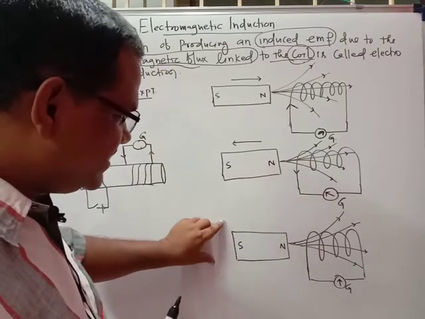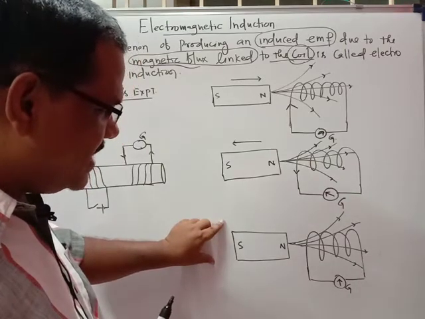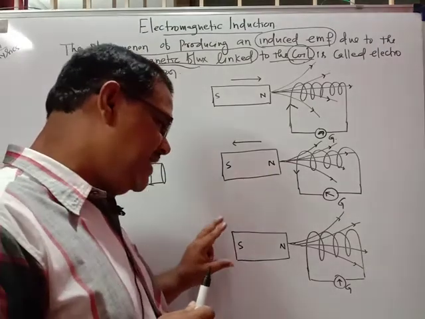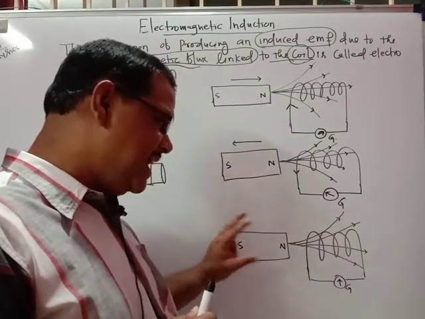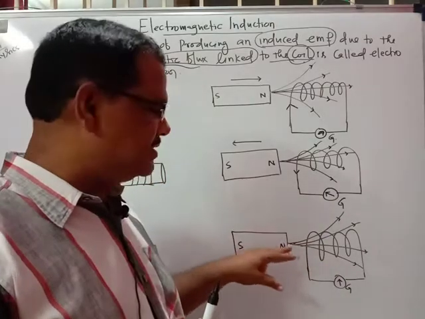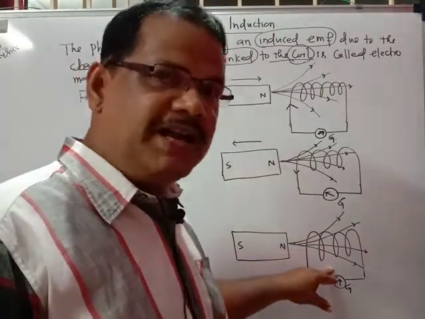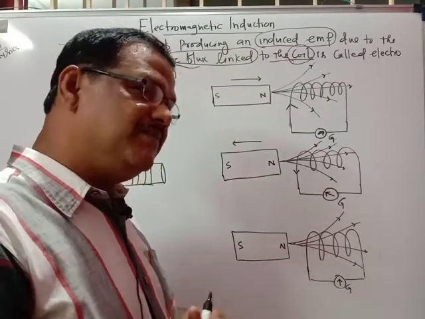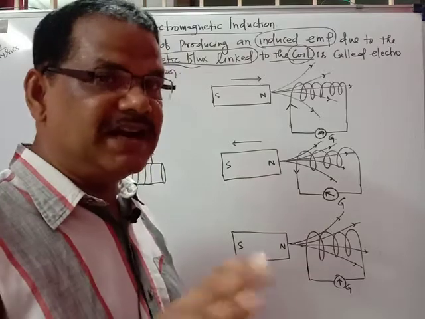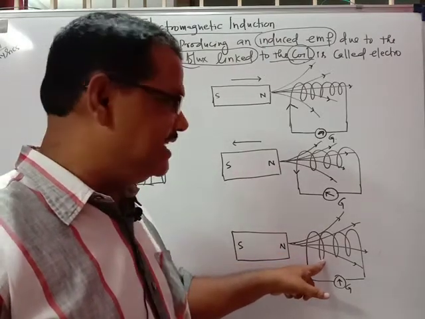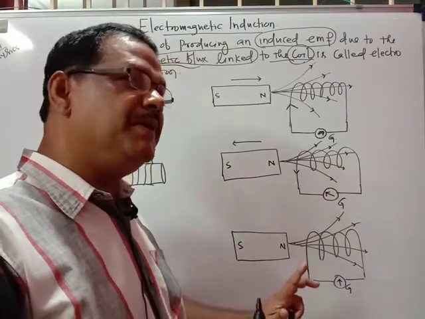What is the third case indicating? The magnet is not moving. The magnet is kept at rest, and the coil is also at rest. What happens in this case? Magnetic flux is of course linked to the coil, but the amount of magnetic flux linking to the coil is constant. There is no change; neither is it increasing nor decreasing. So in this case no current will be produced.